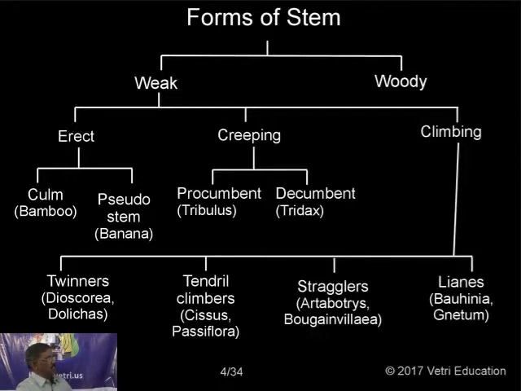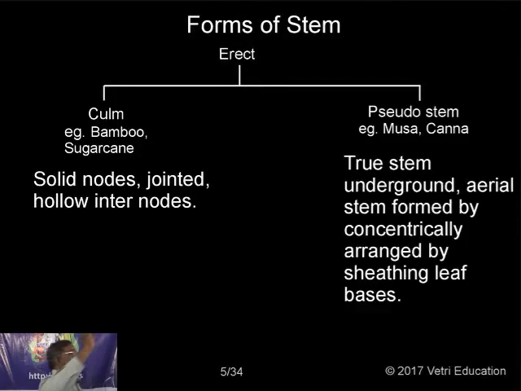Creeping plants on the ground are procumbent and decumbent. I will explain later. Regarding the climbing plants, with the help of support and special organs, they climb around the support. These are twiners, tendril climbers, stragglers, and lianes. So remember the weak form stems and woody stems. Now let us see the weak stems. The weak stem has erect forms: one is the culm and the other is the pseudo stem.